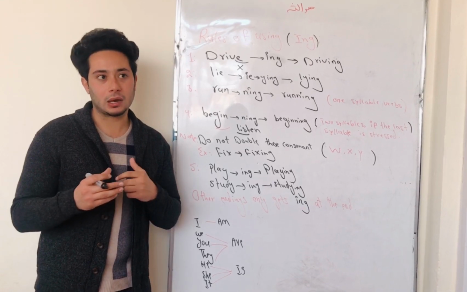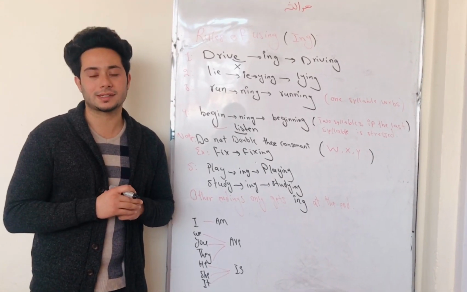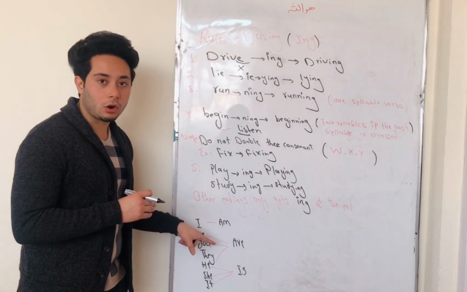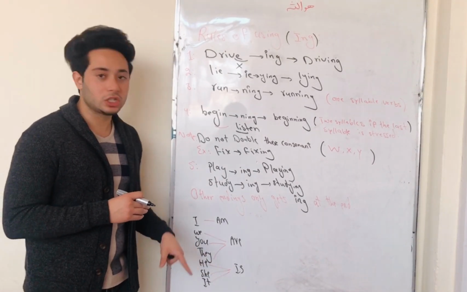Okay, I also want to explain the use of to be verbs with the subject pronouns. We need to use am with I, we need to use are for we, you, and they, and we need to use is for he, she, and also it.